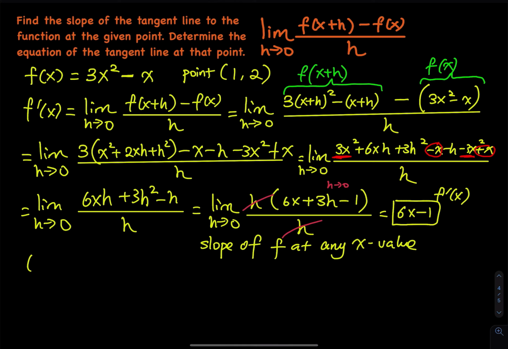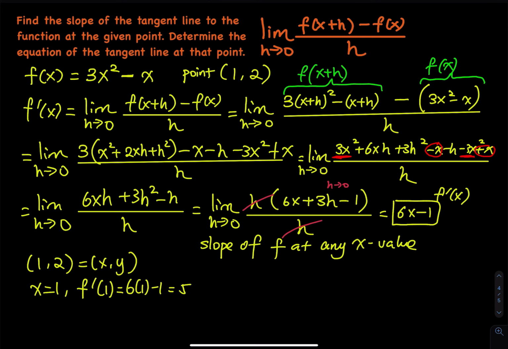So we have a point right here, (1, 2). This is a point on the graph, right? Because when x equals 1, 3 times 1 squared minus 1 equals 2. So you have an x, y. I want you to find the tangent line. So what you have to find is the slope. When x equals 1, you plug it in to f prime, not f. You are looking for slope. Slope means f prime. So f prime of 1 equals 6 times 1 minus 1, which equals 5. That means at the point (1, 2), the slope of f is equal to 5.